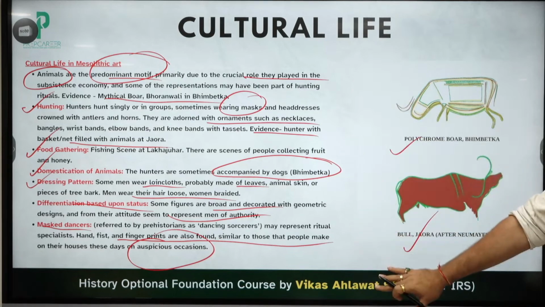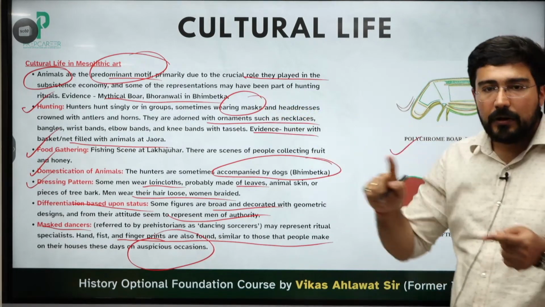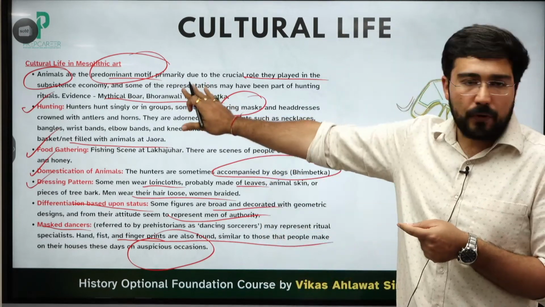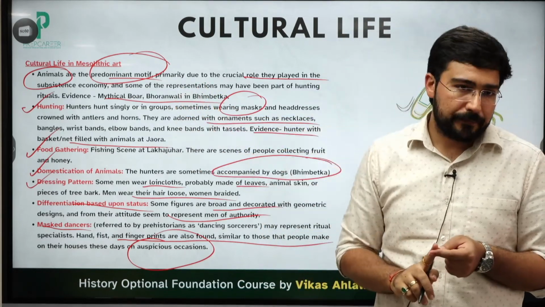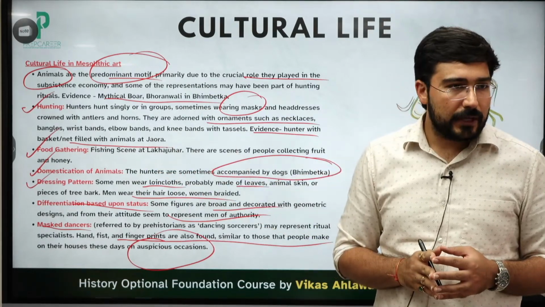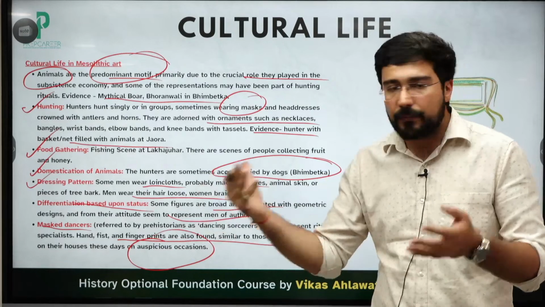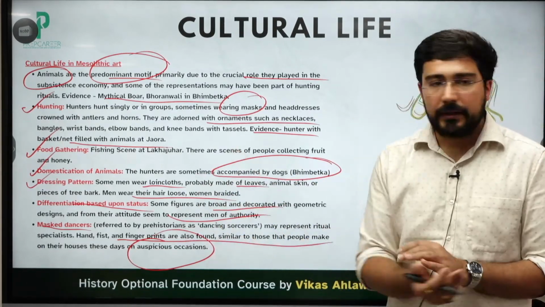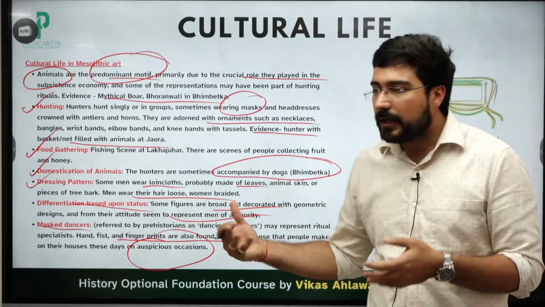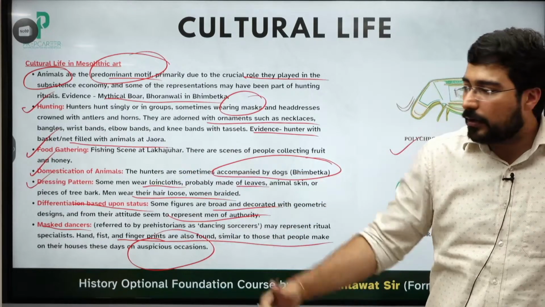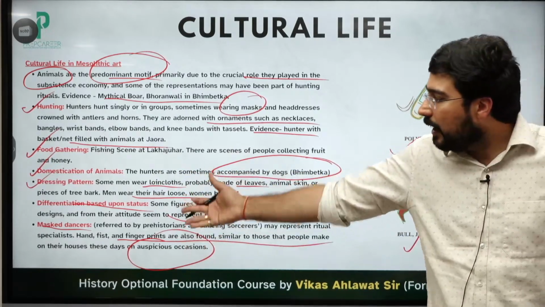Did you understand this much cultural life? First was animals, the role of animals in the life of the people, a predominant motive. Second, hunting, food gathering. Next, domestication of animals. We see how the dogs are accompanying their masters when they are going for hunting. Dressing pattern, differentiation based upon their status. Someone gets a good painting made, someone is just made to stand on the side, in the corner of the photo. This we can find. Masked dancer.